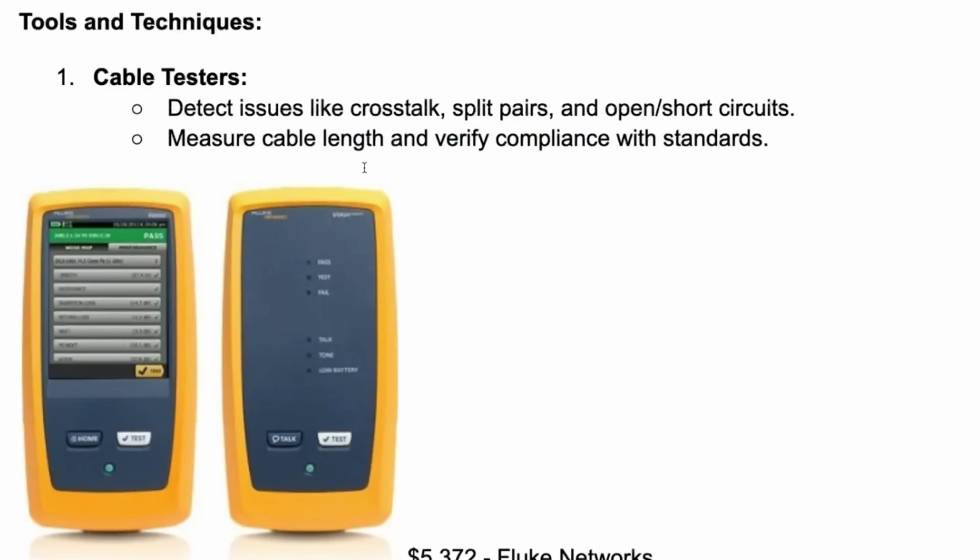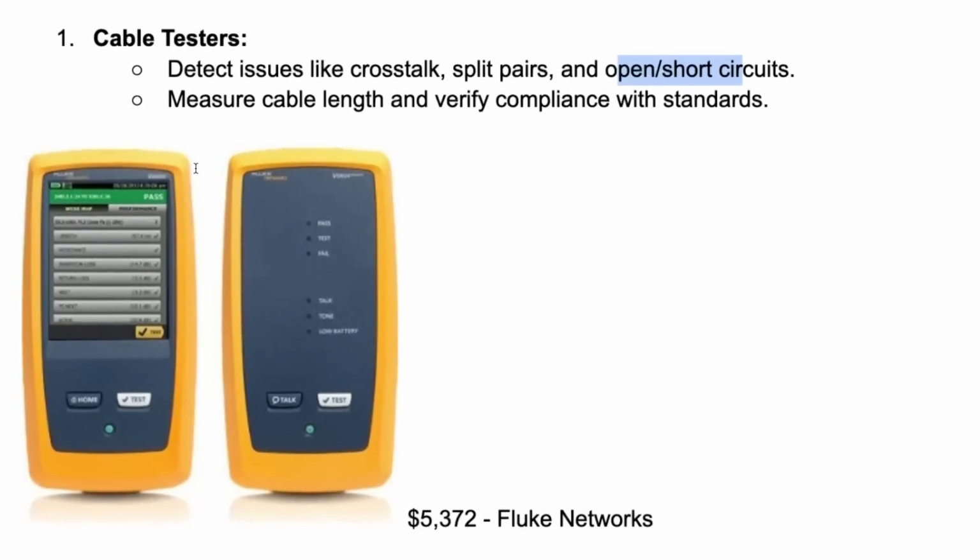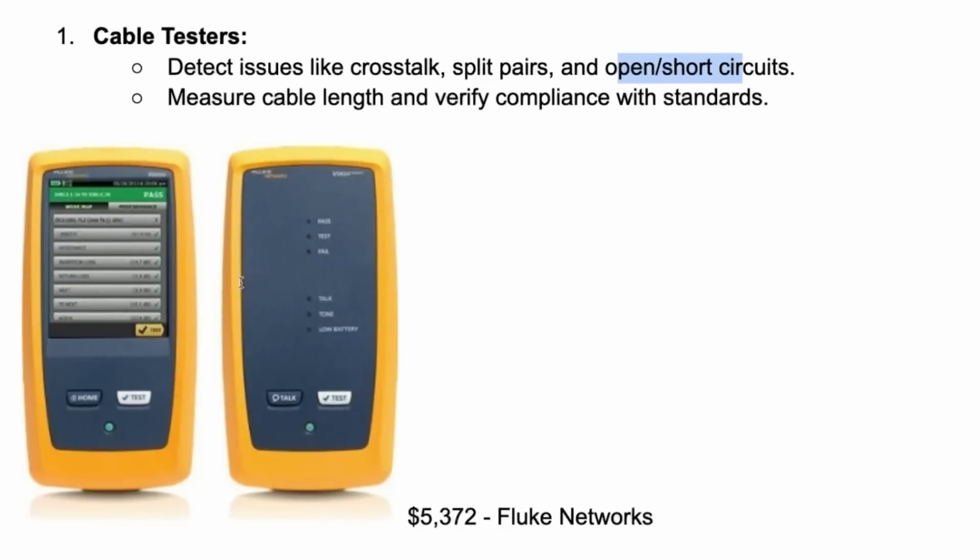Some of them will even tell you, hey, the error seems to be at foot 45 of this cable. So from when you connect the cable to this cable tester, it'll say to measure out 45 feet, and at foot 45 is where the split pair takes place, or there's some kind of short circuit on this wire. This is the power of these devices. It's very amazing, actually. This little device that you see right here, which is small enough to fit inside the palm of somebody's hand, costs $5,372.